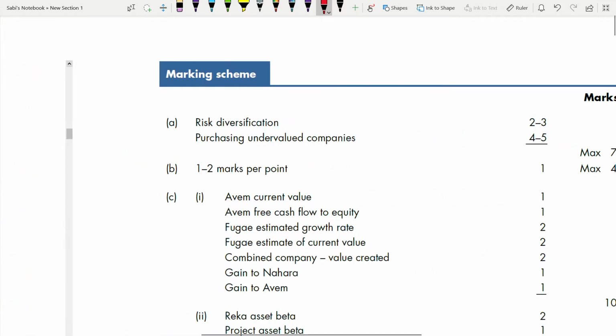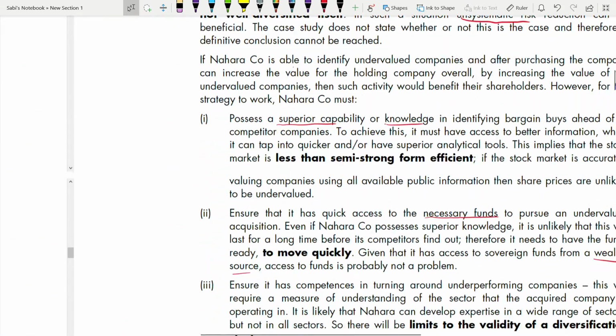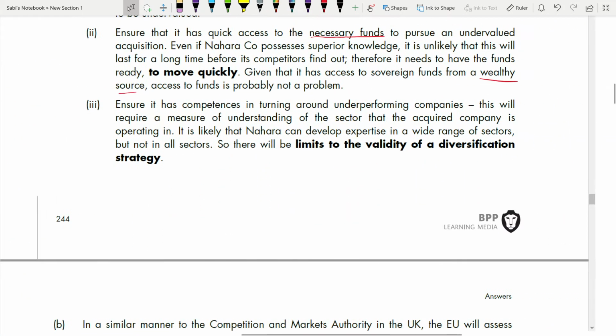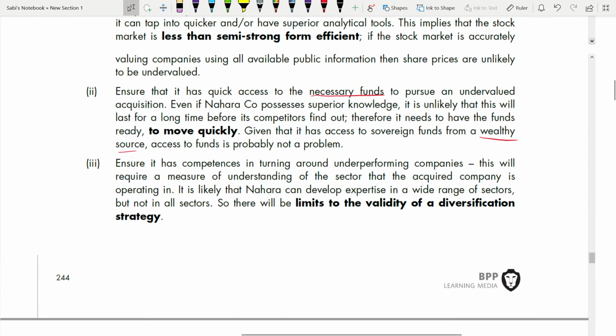So you can see, by looking at it, the fund won't be a problem. Coming to the third, ensure it has competences in turning around underperforming companies. You should have a competence of turning around underperforming companies. This will require a measure of understanding of the sector. Yes, you should have an understanding of the sector that the acquired company is operating in.